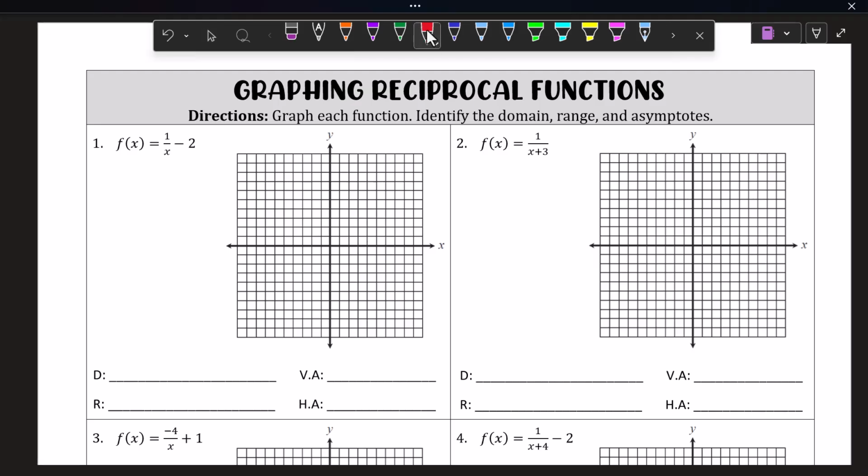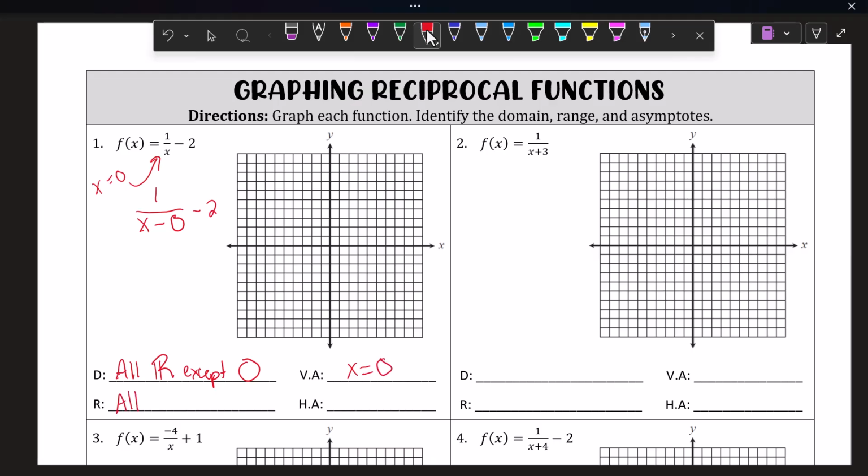F of x equals 1 over x minus 2. So our domain is all reals except 0, because if x equals 0, we'd be dividing by 0, and we can't do that. Or another way to think about it, that's x minus 0 in our denominator. So our vertical asymptote is at x equals 0.